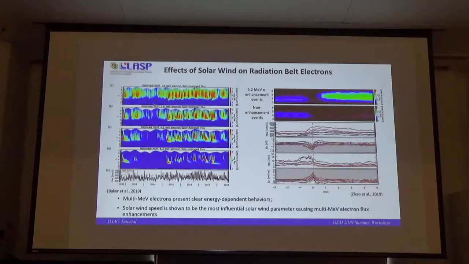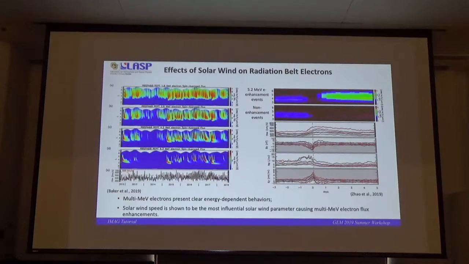The left figure here is from Baker et al. in 2019. They showed 6-year measurements of different energy electrons from 1.8 MeV all the way up to 6.3 MeV. And we can see there's clearly energy-dependent behavior in this long-term variation of these multi-MeV electrons. They also showed during the same time period the solar wind speed, and it suggests that whenever the solar wind speed exceeded 500 km per second, we would expect some kind of flux enhancement in the multi-MeV electron flux in the outer belt.